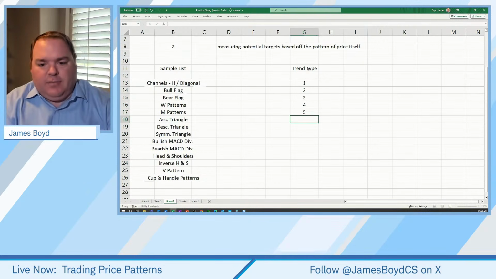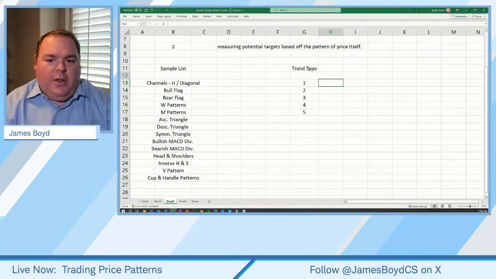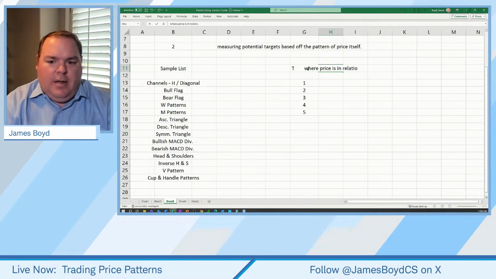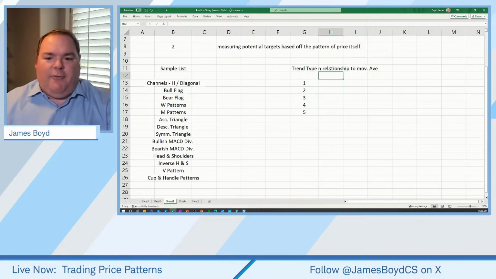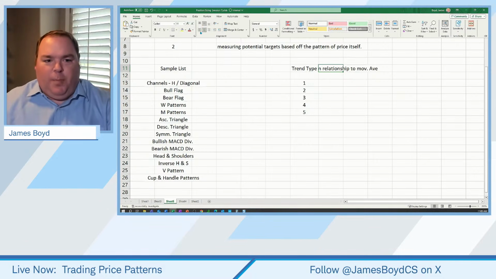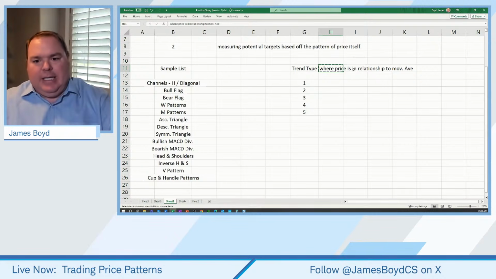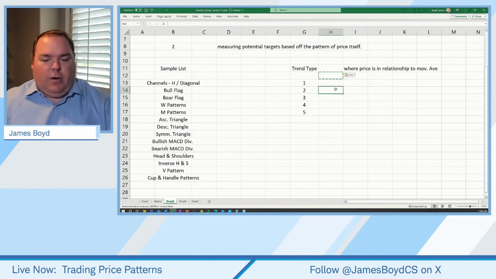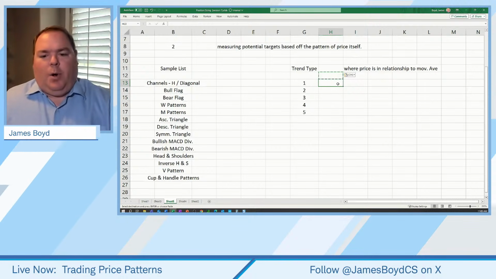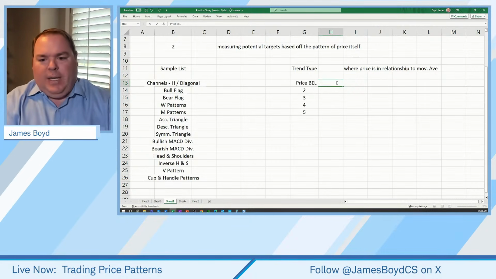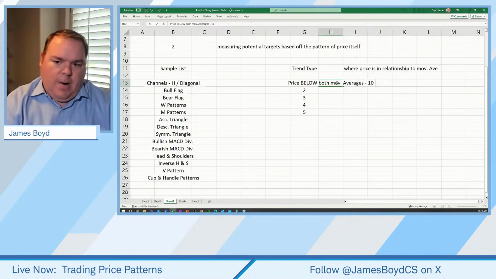1, 2, 3, 4, 5. What we're doing is looking at where price is in relationship to moving averages. There's a purpose for writing it down because we're going to link it to what we've already talked about. So trend number 1 is the price below both moving averages, and when we say both moving averages, we're talking about the 10.